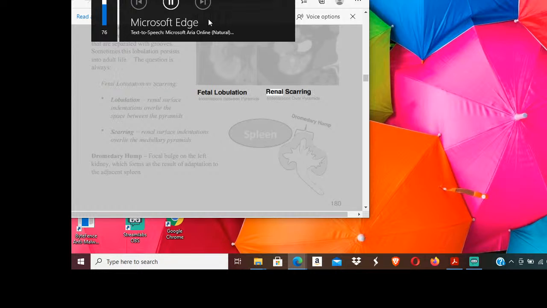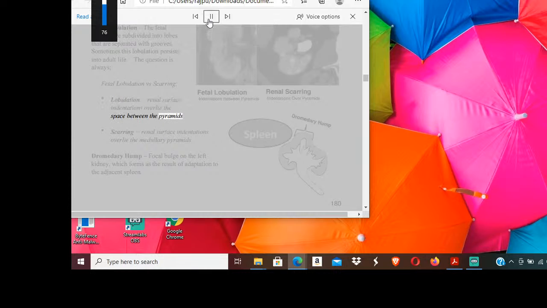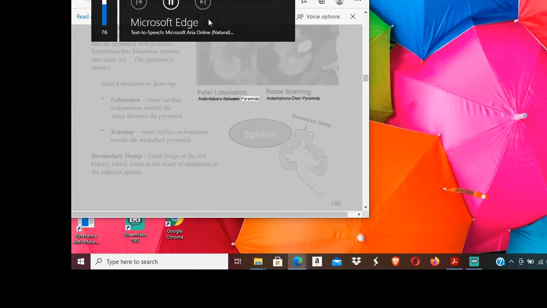Fetal lobulation. Renal scarring. Lobulation equals renal surface indentations overlie the space between the pyramids. Indentations between pyramids. Indentations over pyramids. Scarring equals renal surface indentations overlie the medullary pyramids. Dromedary hump. Focal bulge on the left kidney, which forms as the result of adaptation to the adjacent spleen.